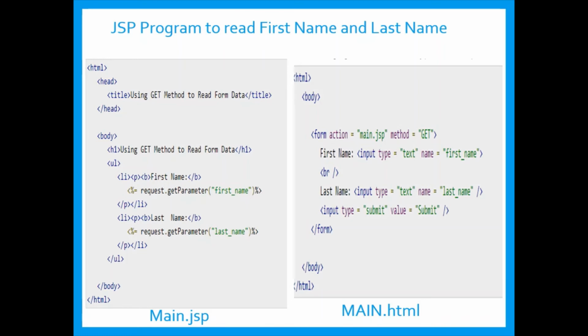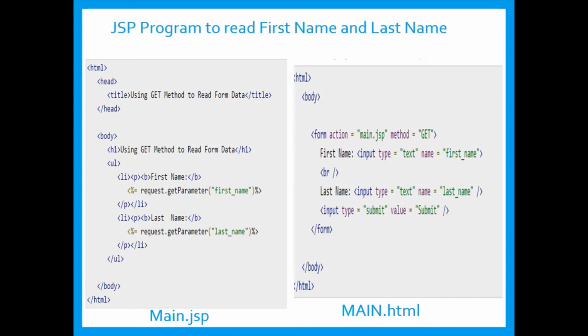Here a simple HTML page is designed with two labels: first name with a text field, last name with a text field, and one button. Now whatever values I enter in the first text field and second text field, after clicking the submit button, the values from the client tier will be moved to the middle tier with the help of the form tag action. Then both the values are passed to main.jsp.